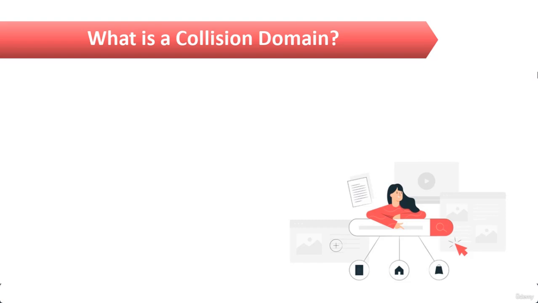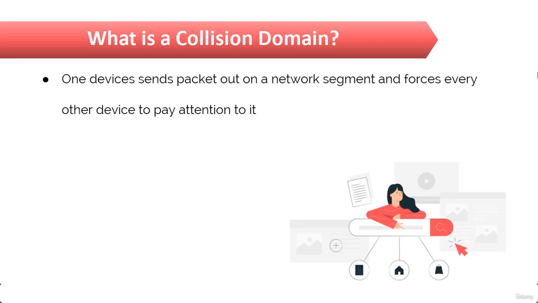Collision domain. The term collision domain is an Ethernet term that refers to a particular network scenario wherein one device sends a packet on a network segment and thereby forces every other device on that same physical network segment to pay attention to it. This is bad because if two devices on one physical segment transmit at the same time, a collision event can occur.